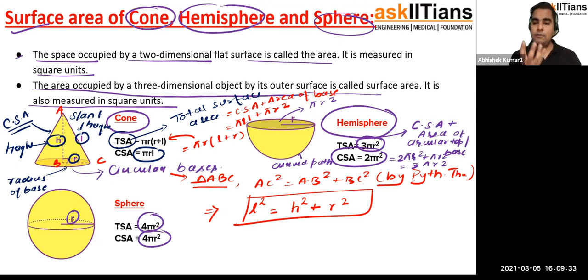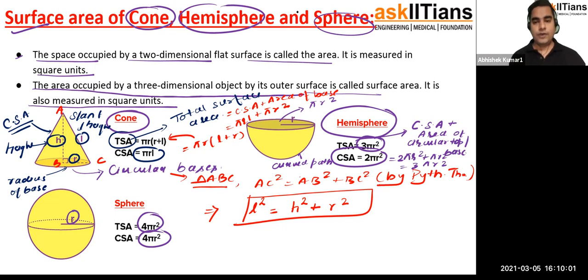Let's say you have taken a cricket ball in your hand. The entire portion of that ball which you can touch by your hand, we are talking about that area. And if you look at the cricket ball, the curved area or the total area remains exactly the same, because the entire portion of the cricket ball which you can touch is the same for both TSA and CSA. So TSA and CSA remain exactly the same as far as sphere is concerned, and that is given by 4 pi r square.